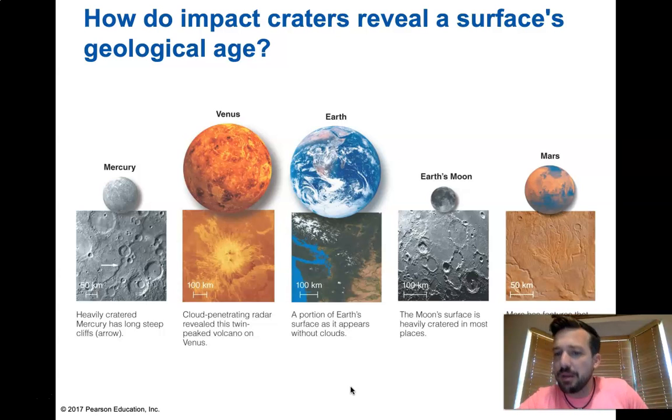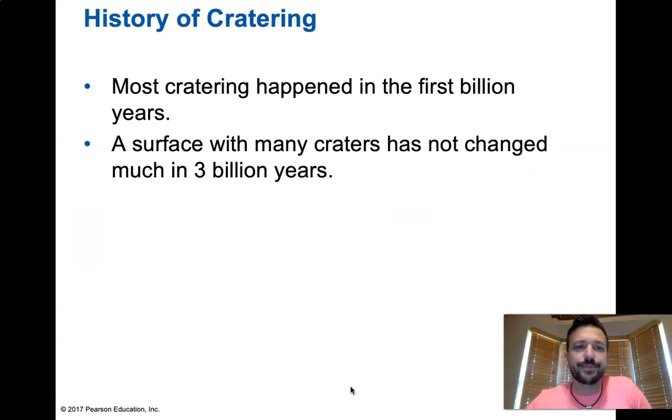I have a feeling you guys might be able to take some random guesses based off of the craters and the things that are on the surface of these planets, okay? So, most craters happen in the first billion years, and remember, I called that the heavy bombardment. That's when there's still a lot of asteroids flying around, but they've already accreted to create planets. A surface with many craters hasn't changed since then.